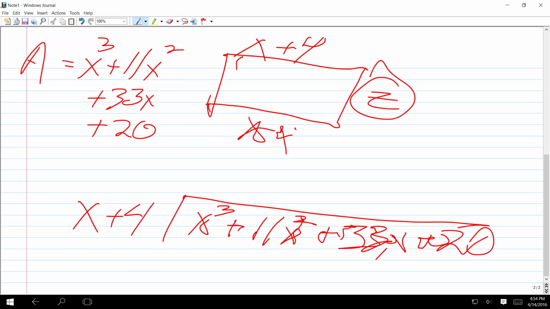Now that I've stumbled into... When I multiplied 4 by x squared, I got 3... Wait. Where did I get... Oh, never mind. Okay. X goes into 33 times.